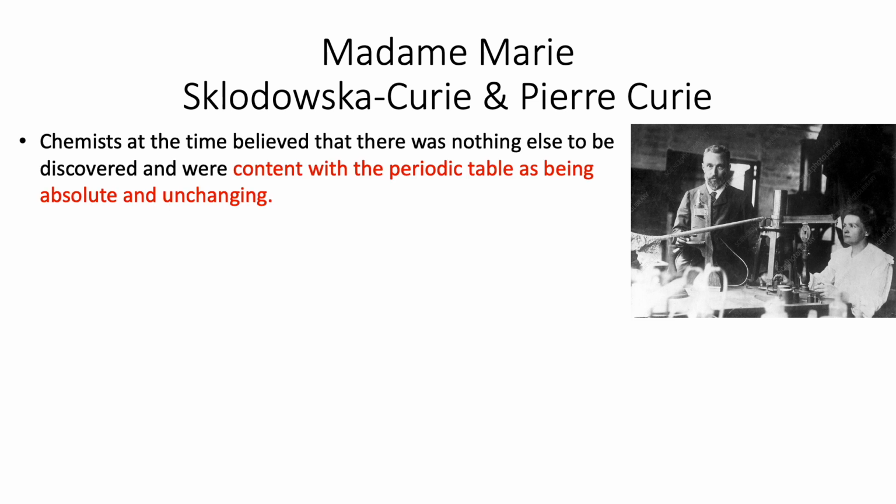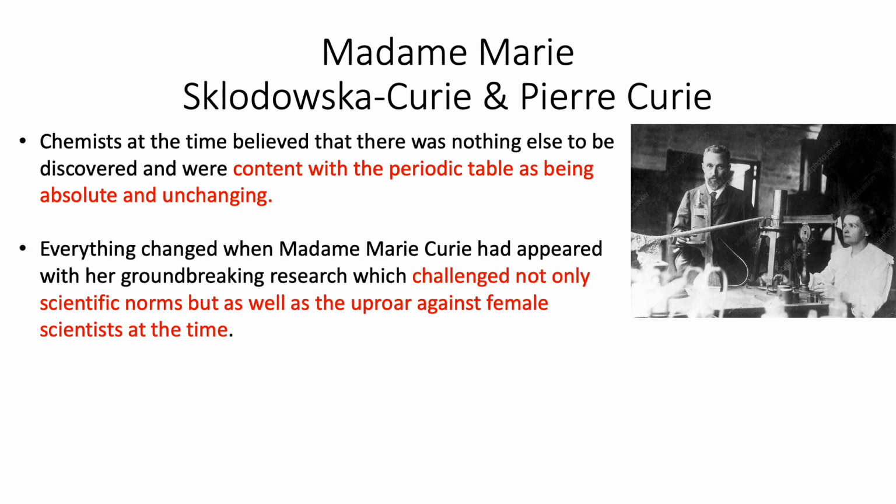So chemists at the time believed that there was nothing else to be discovered and were content with the periodic table as being absolute and unchanging. They believed that there was no such thing as transmutation. But everything changed when Madame Curie appeared with her groundbreaking research, which challenged not only scientific norms, but also the uproar against female scientists at the time.